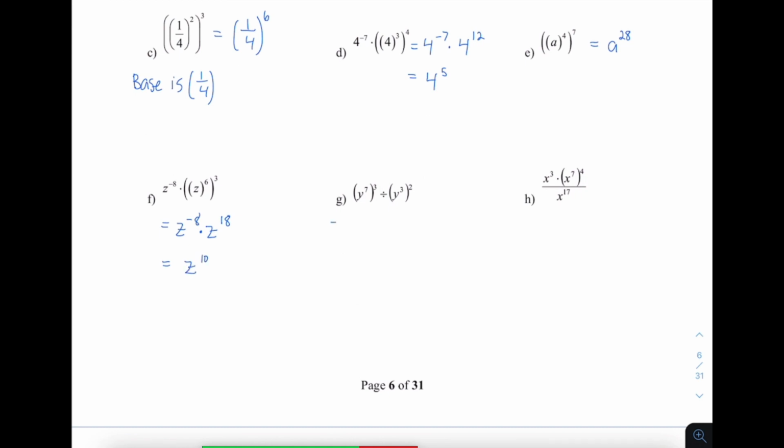All right, so BEDMAS says exponents come first, so we need to simplify the exponents first, and then we can do the division, which is subtraction. Same thing here, I have to apply the exponents first, and then I can do the division.